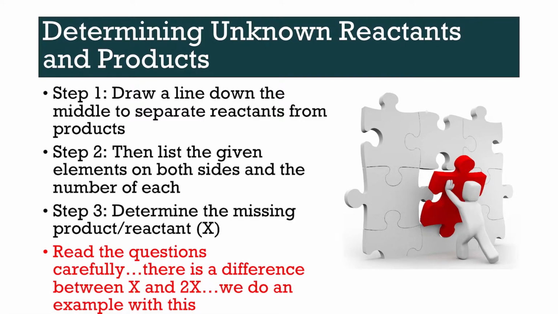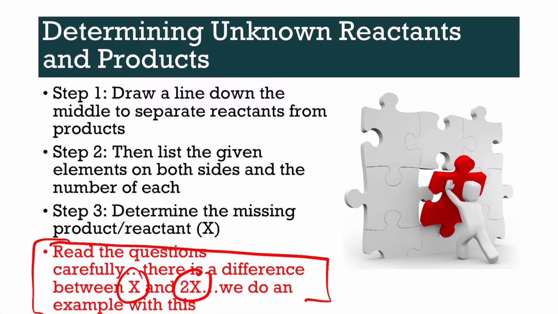First, we're going to determine the unknown reactants or products. This is if I give you a chemical equation and I pull out one of the compounds, you should be able to figure out what is missing. Here are your steps, and we'll go through this together. We're basically solving for x. There is a difference between x and 2x. There are also some 3x's. We'll go through examples so you know what I'm talking about.